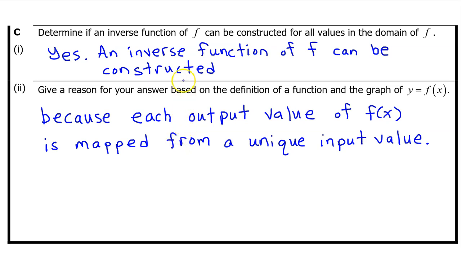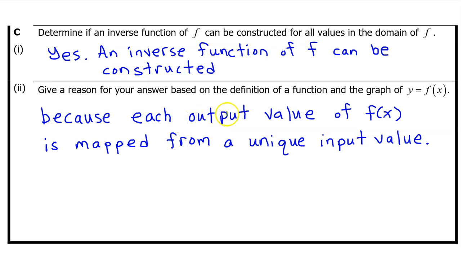You have to say an inverse function of f can be constructed because each output value of f of x is mapped from a unique input value. AP graders are telling me that they are going to be very picky about this answer. You pretty much have to provide this response word for word. So memorize it and practice it.